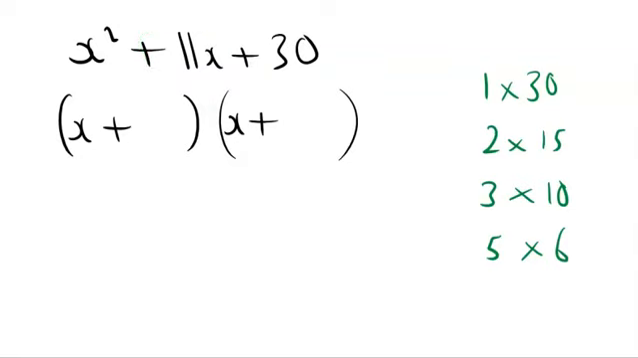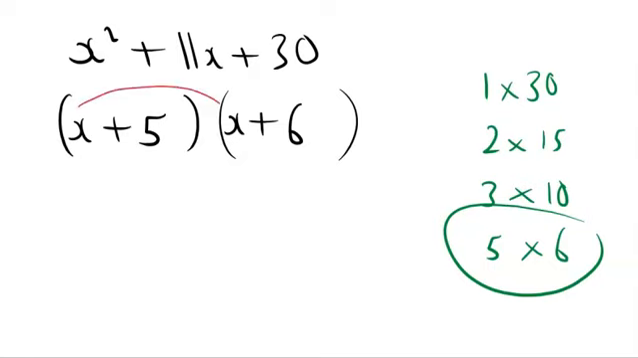Now, the key thing is which of these 4 add to give you 11, and clearly it's the last one. So I know then to use 5 and 6. So here will be 5 and here will be 6. If we check just by expansion, x times x, x squared, x times 6, 6x, here is 5x, here is 30. Together we get this item here.